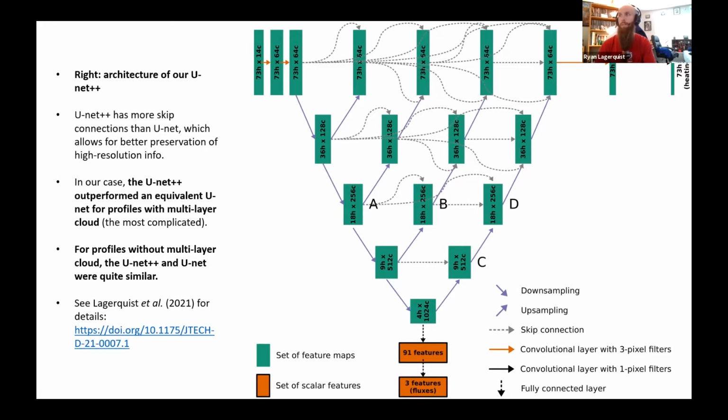In our case, we found that the UNet++ outperformed an equivalent UNet for profiles with multi-layer cloud, where radiative transfer is the most complicated. For profiles that don't have multiple cloud layers, we found that the UNet++ and the vanilla UNet are quite similar. You can see details in a paper that we just recently published in JTECH.